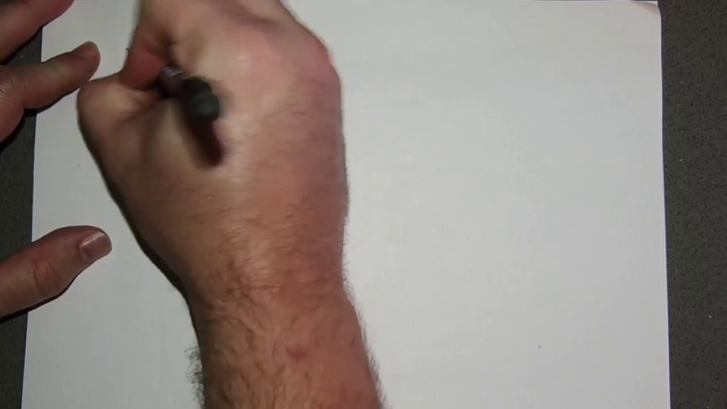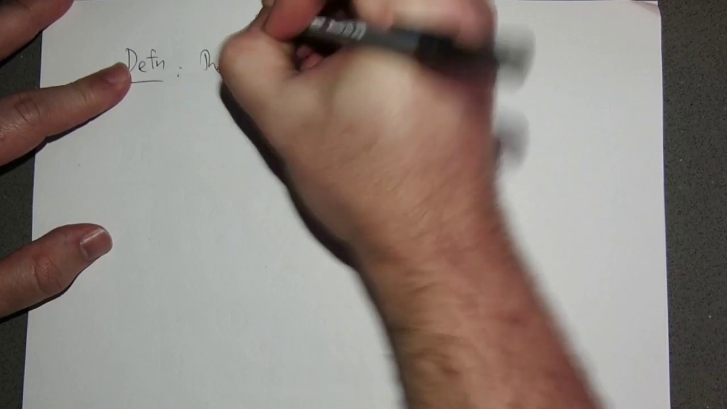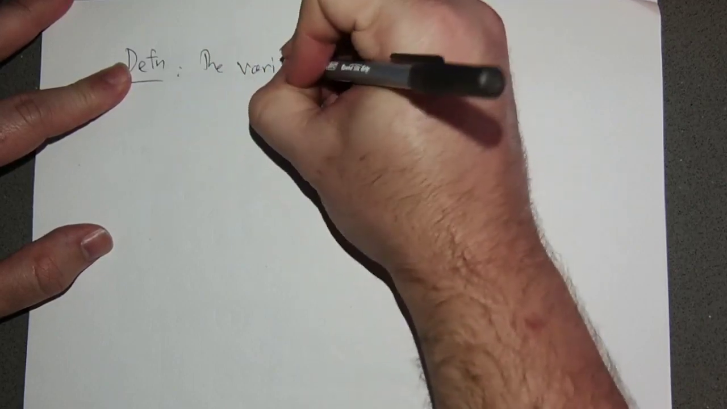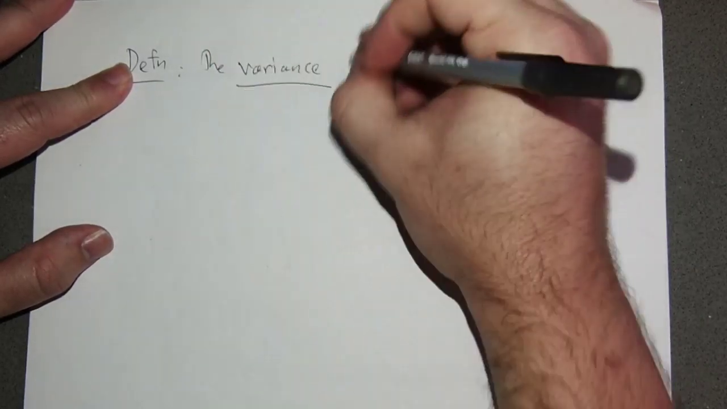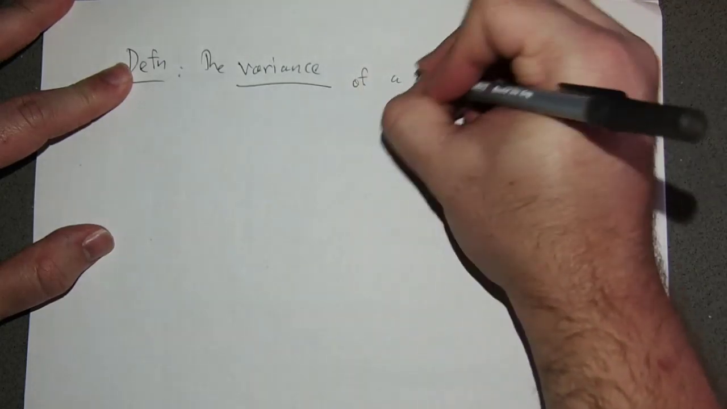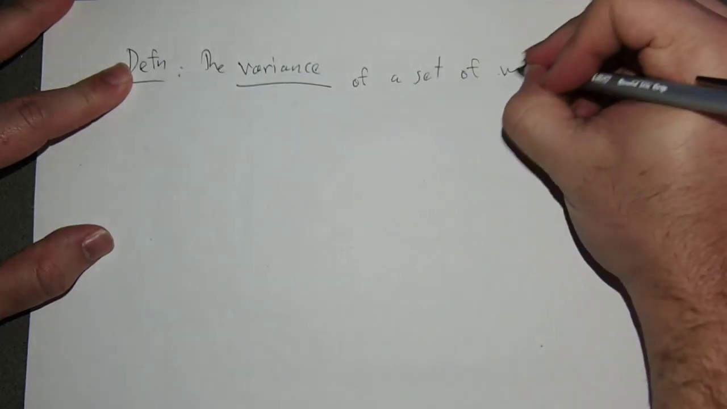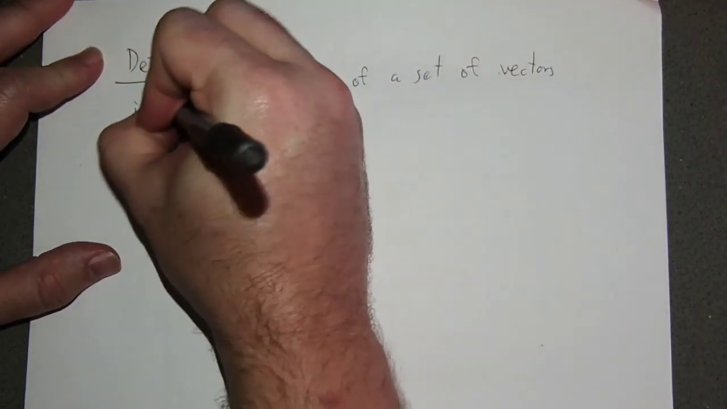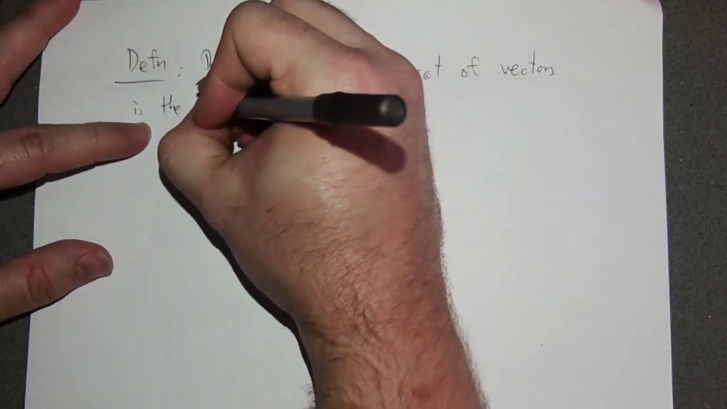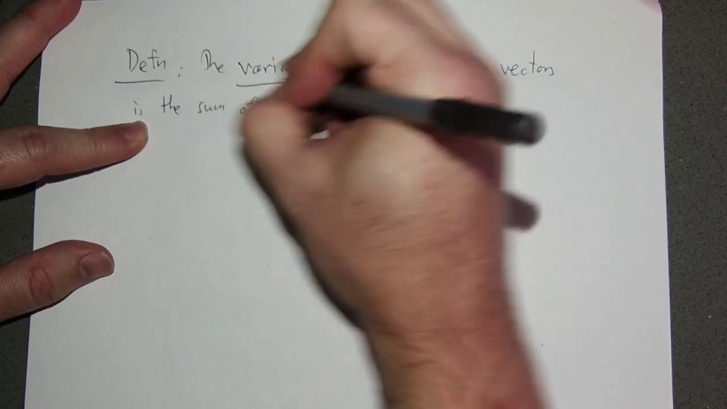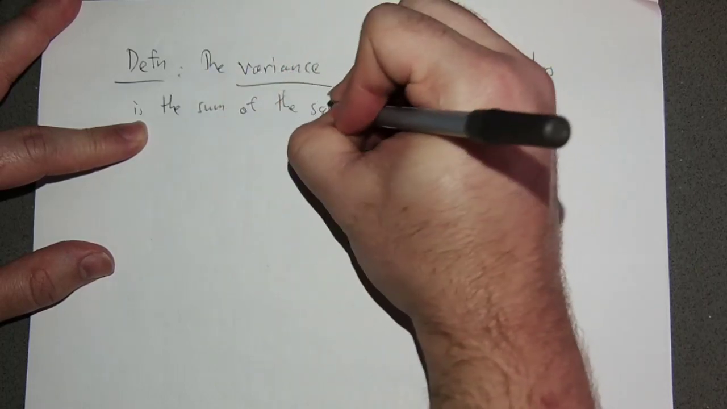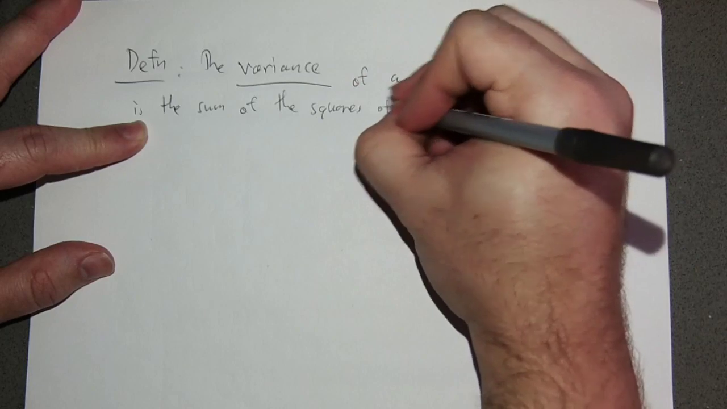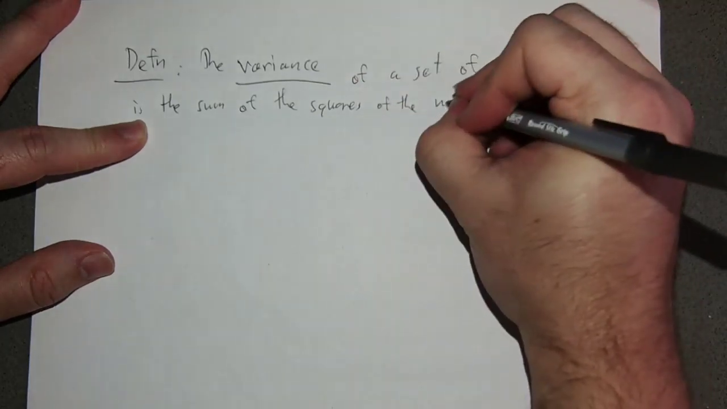So, first, the variance of a set of vectors is the sum of the squares of the norms of the vectors.